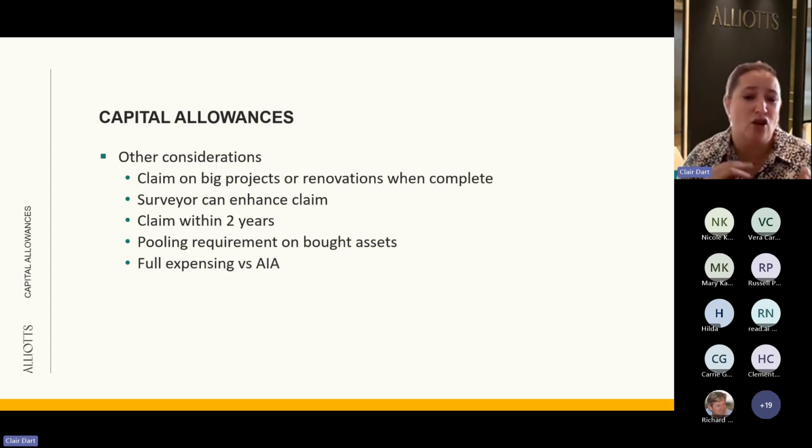And when you sell it, there's no balancing charge adjustment. With full expensing, they're essentially treated as single asset pools. So that one asset on its own gets 100% relief. But when you sell it, you then create a balancing charge. So it can be beneficial to choose AIA over full expensing.